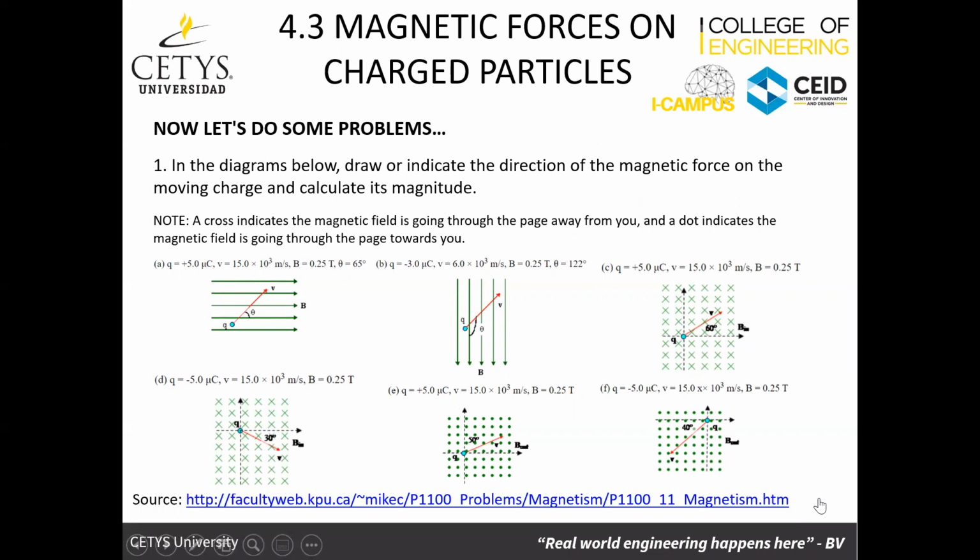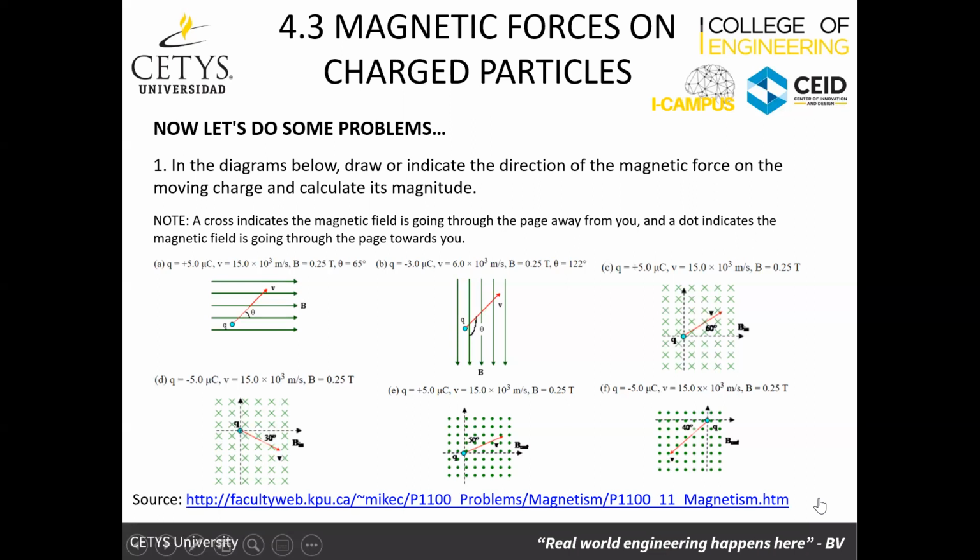X means it's going inwards. The dot means it's going outwards, towards me. The red arrow is going to indicate the movement of the particle. So the particle is moving in that direction. Imagine it's being shot through the magnetic field and moving in that direction.